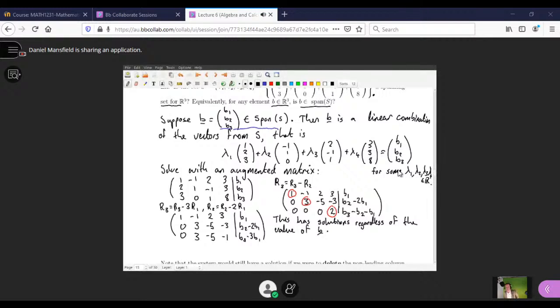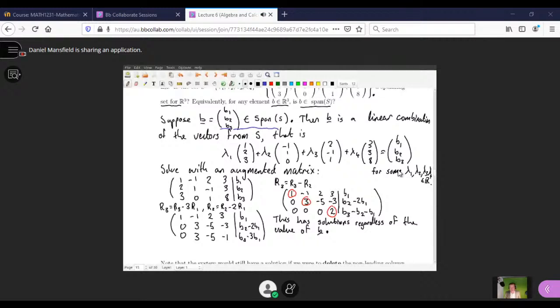So unlike our previous example, this set of vectors has solutions regardless of the values of B. Remember, in the previous question we looked at a similar example and found there were some conditions on B. We assumed that B was in the span, as we did up here, and we discovered that, hang on a second, there are conditions. That assumption has consequences. This time we assumed the same thing, no consequences. B's always in the span.